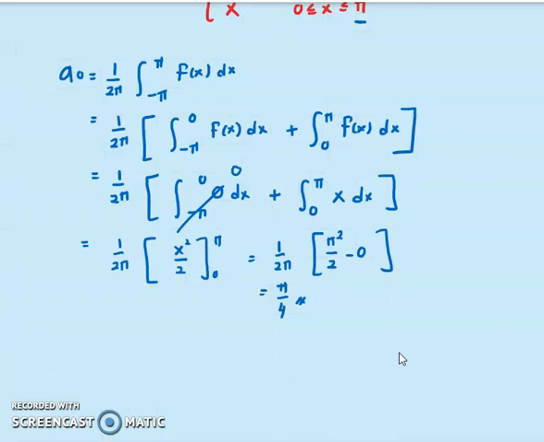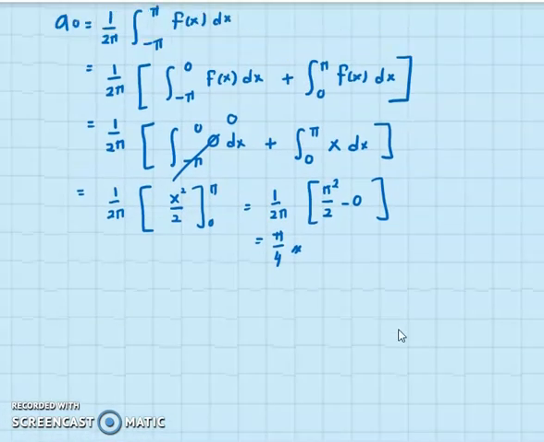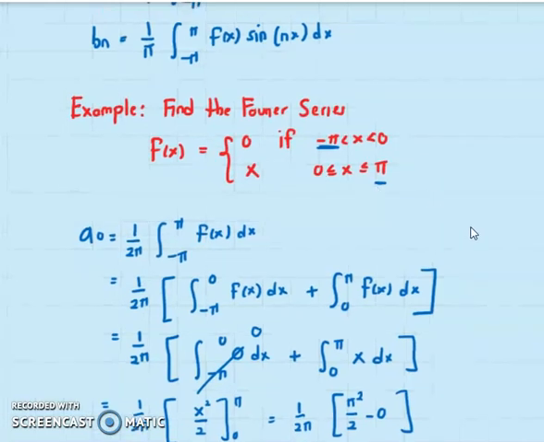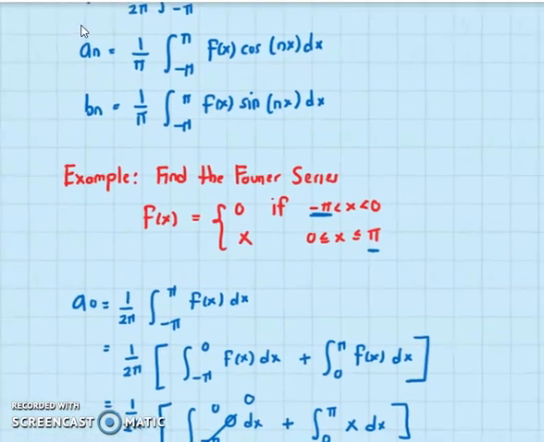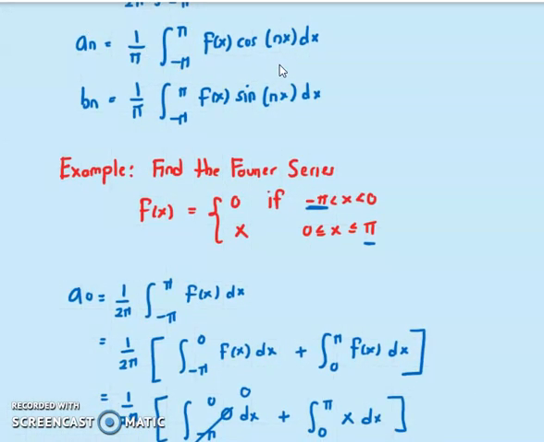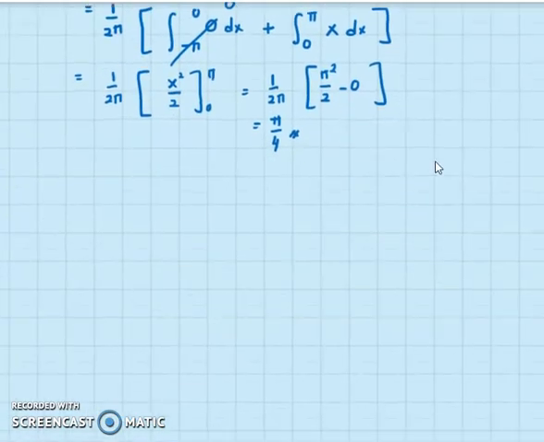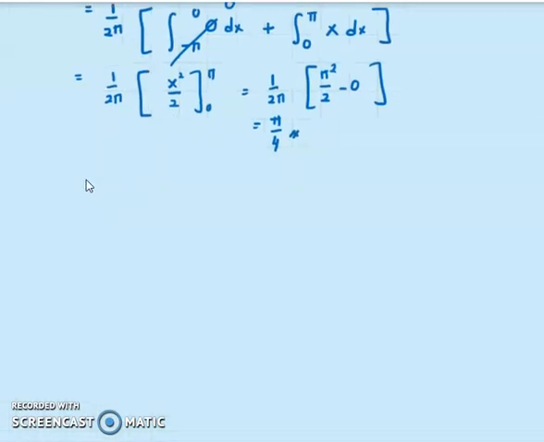Now what we need to do is find an. Okay, let's look at an. So I want to copy this an. an equals 1 over pi times the integral of f(x) cos nx dx. Okay, so an equals 1 over pi, integrating from negative pi to pi, f(x) cos nx dx.